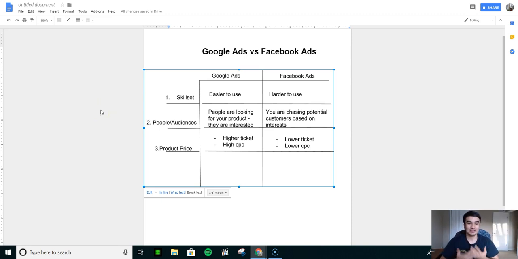Do you need more skills on Facebook than Google? Yes. The reason is that you need to be able to market it in a way that people will be interested in your product, and so hopefully they will buy your product, right? So you need to have a good copy, you need to have a good video or image to advertise on Facebook or Instagram. But on the other hand, on Google ads, you don't really need that.